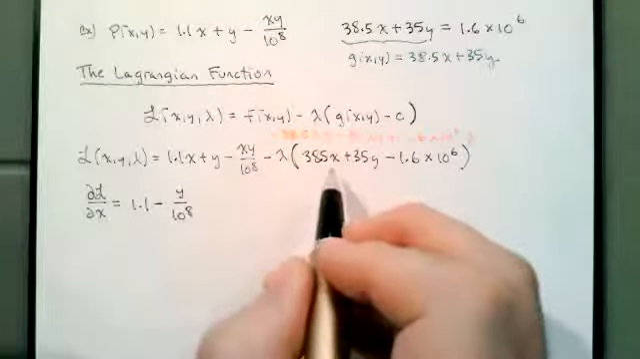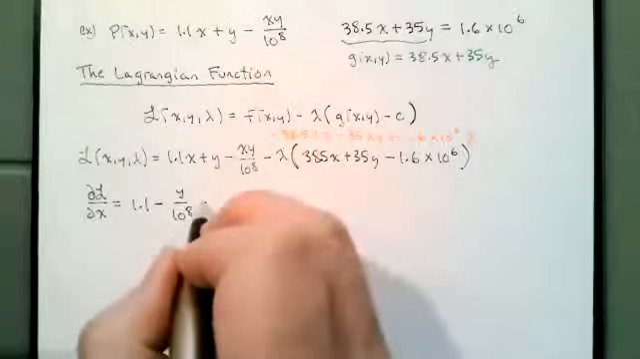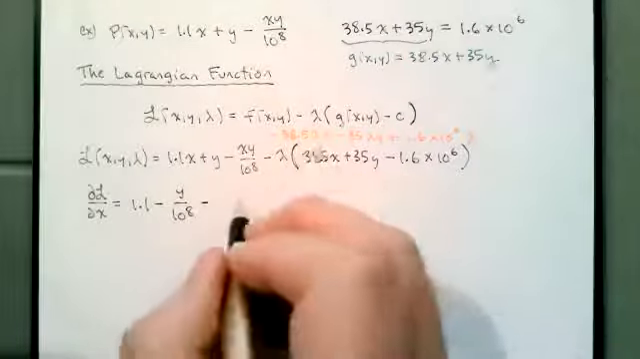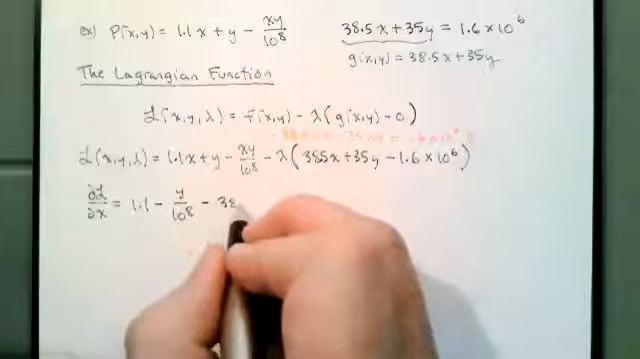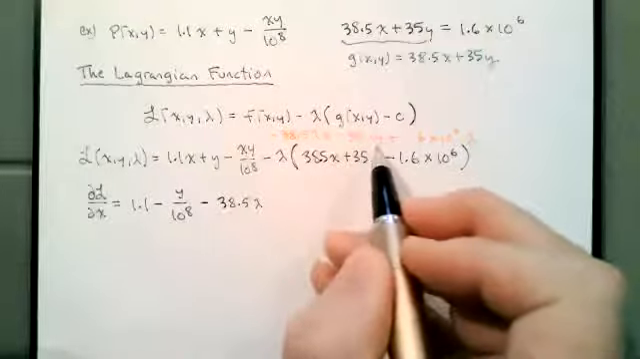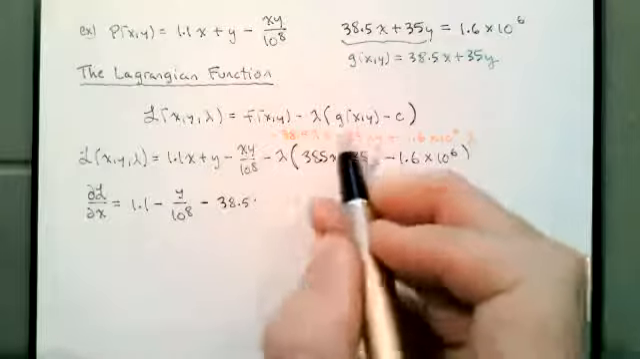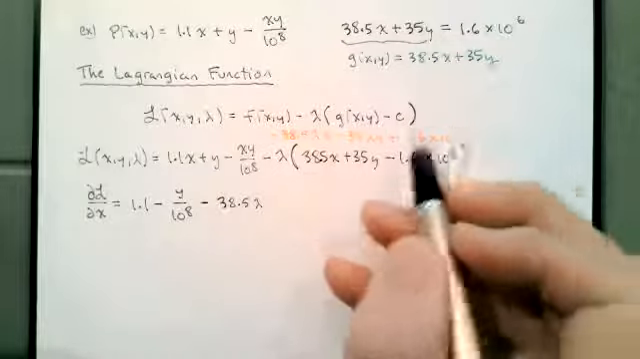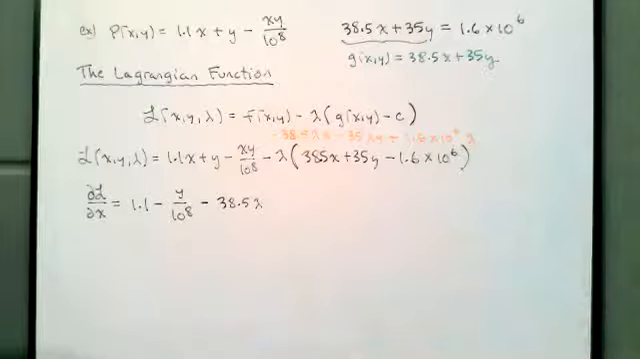So we're taking the derivative with respect to x. We'll have minus 38.5 lambda, because that's all constants. The next term has no x in it, so it's a constant term with respect to x, and the last term is constant with respect to x. So there's our partial with respect to x.